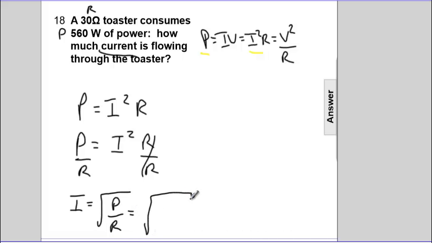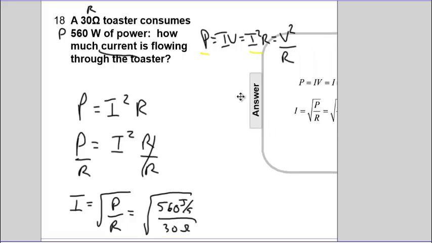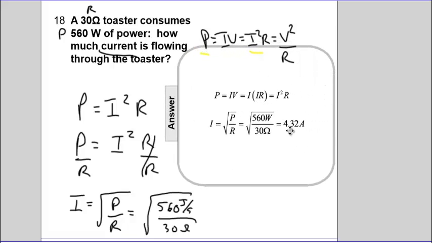We'll sub the numbers in. The power is 560 joules every second, or watts, whichever you prefer, divided by 30 ohms. So when we take the square root of 560 over 30, you end up with about 4.32 amps. What do 4.32 amps mean? That means 4.32 coulombs of charge travel through a point in that filament every second. Again, just a variation on problem solving.